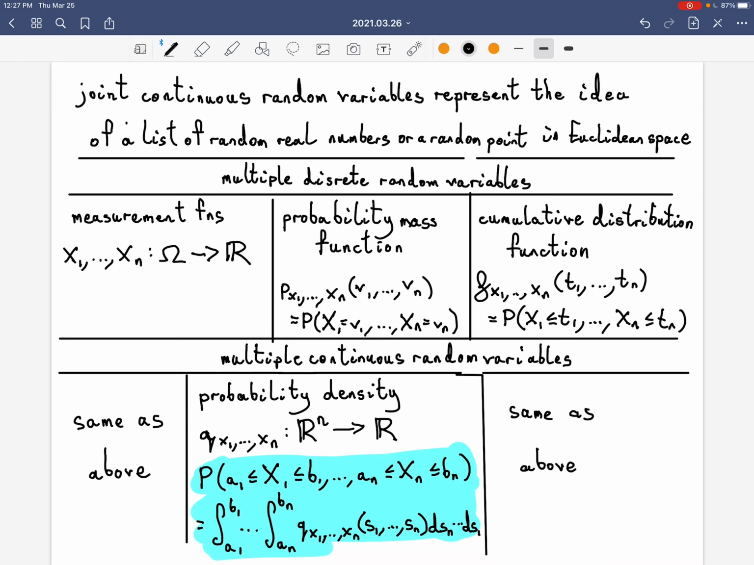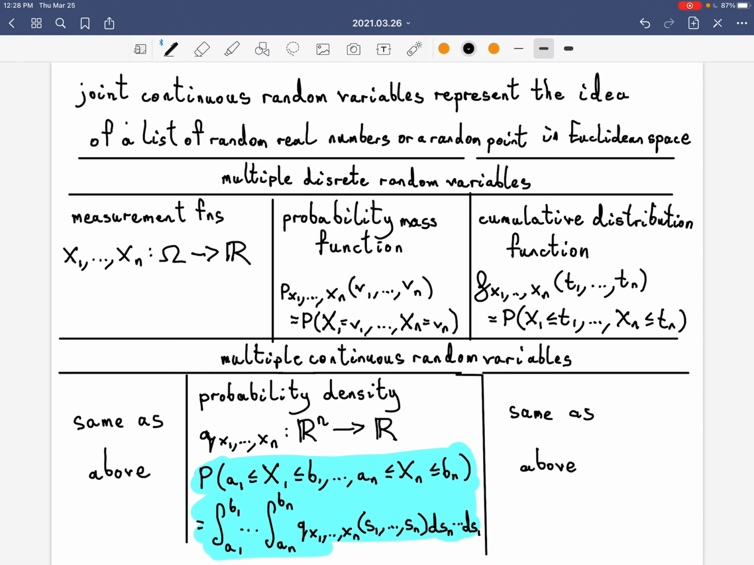I could even simplify things further by calling them s and t. So I could think that for a pair of random variables, I'll sort of simplify all of this notation. I'll say that I'll call the random variables x and y. I'll call the lower bounds A, B for X and C and D for Y. I'll call the inputs to the probability density S and T, and everything will simplify to a double integral rather than an n-dimensional integral.